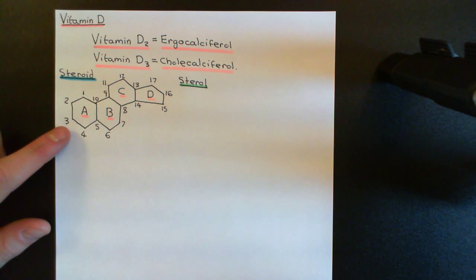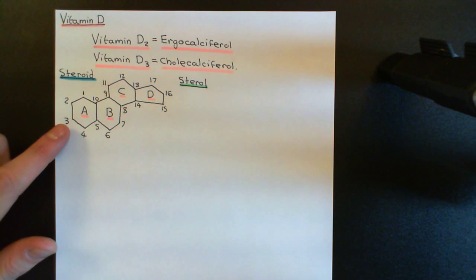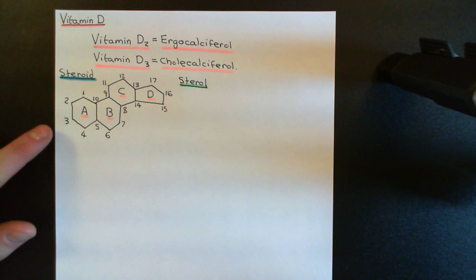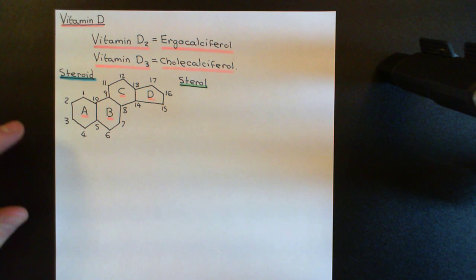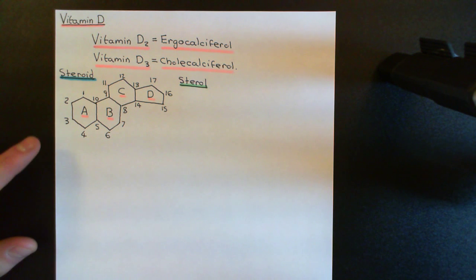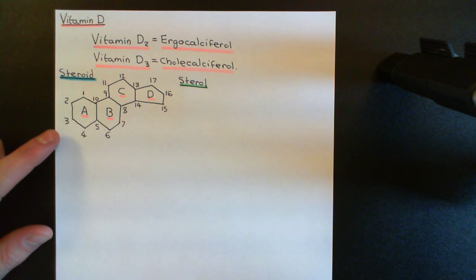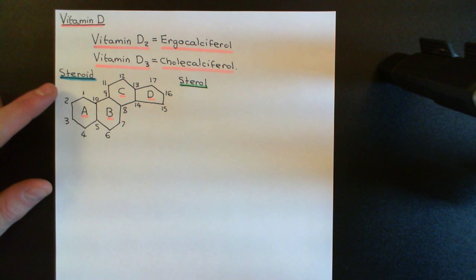So carbon number 3 of ring A, it has 2 bonds to other carbon atoms, and then the other 2 bonds are going to be to hydrogen atoms. We're going to cut one of those off, so we'll take one of the hydrogens off carbon number 3, and we're going to replace it with an alcohol group. That will now be the core sterol structure, and any molecule whose structure is based on that will be referred to as a sterol.